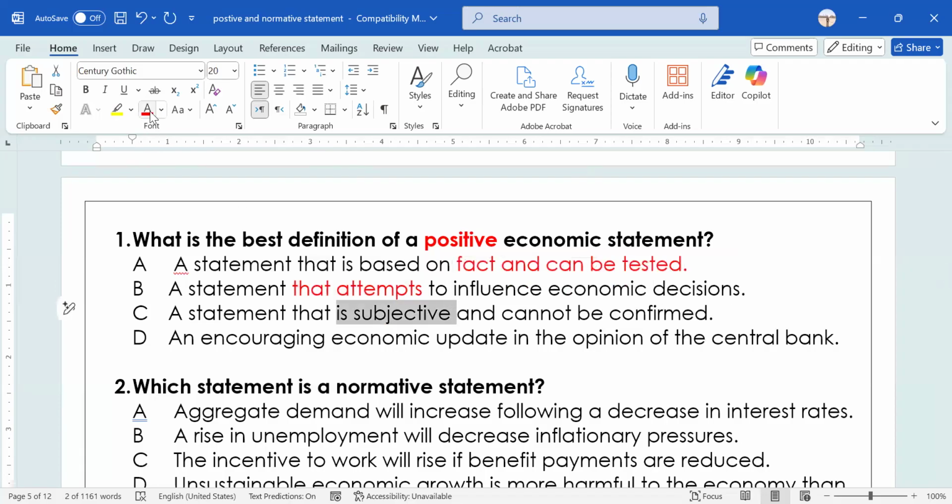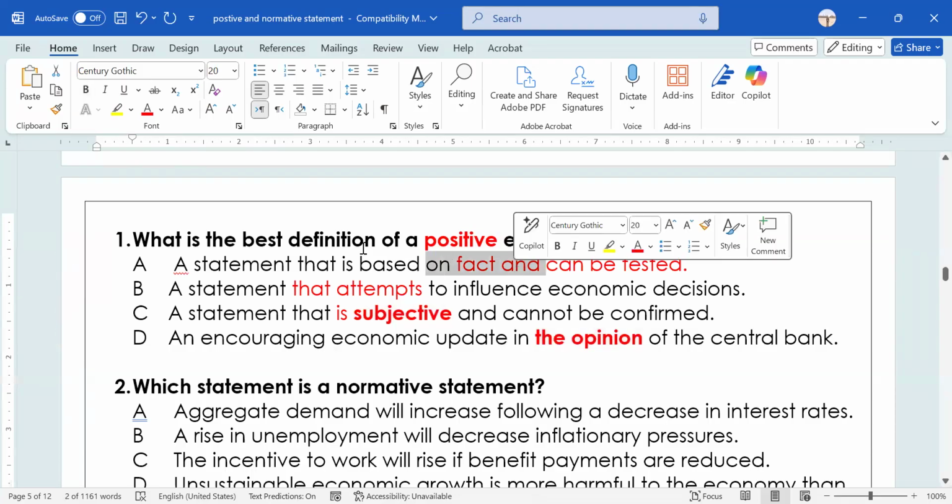So this one is obviously not a positive economic statement, because when we say subjective, it is the opposite of objective, and subjective is normative. And letter D, an encouraging economic update of the opinion of the central bank. So you have the keyword opinion, and opinion is not really a positive economic statement, but rather a normative. So again, letter A is the correct answer, because a positive economic statement is objective and factual.